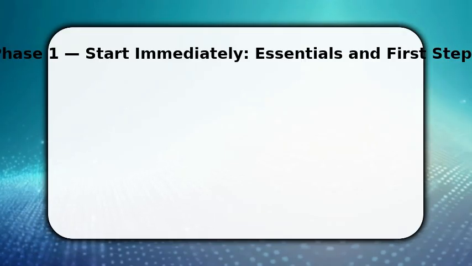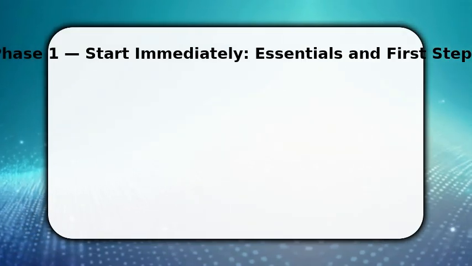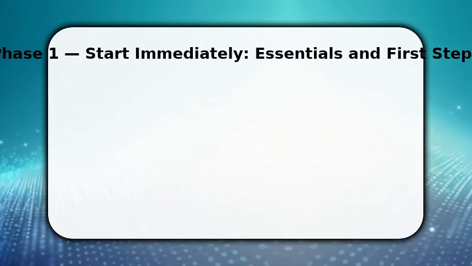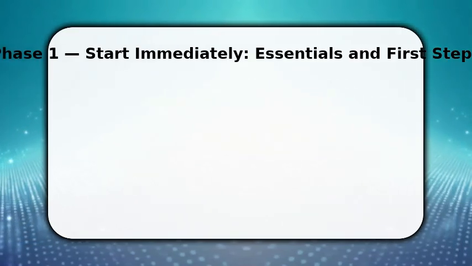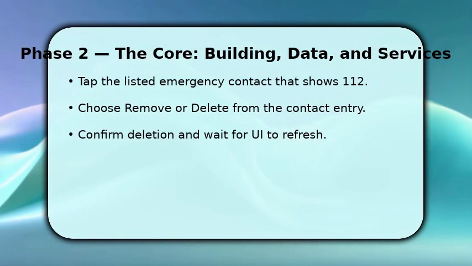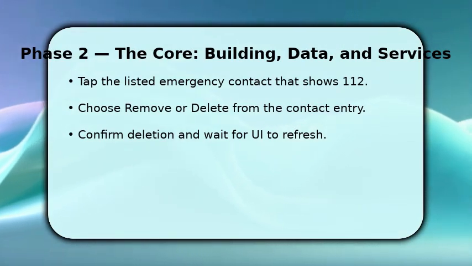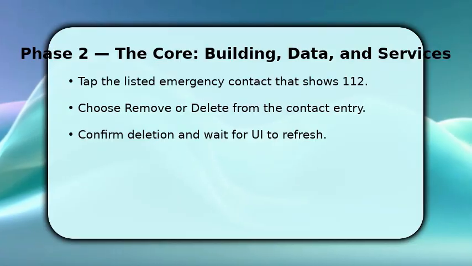Make sure Bluetooth or other apps aren't adding contacts automatically. Disable syncing briefly if needed. This prevents accidental re-addition while you remove the number. Now focus on the listed entry. Find the contact displaying 112 and tap to open its options.